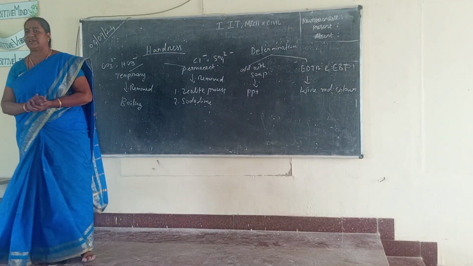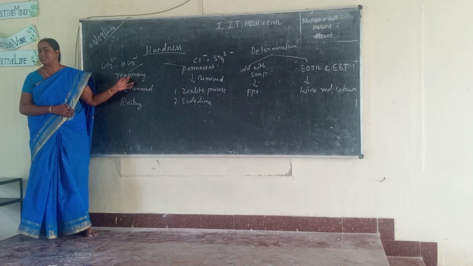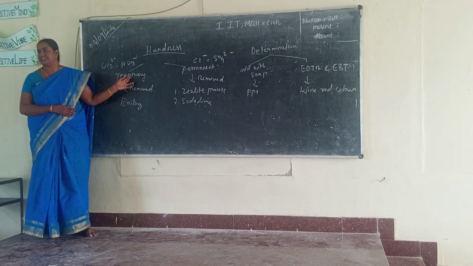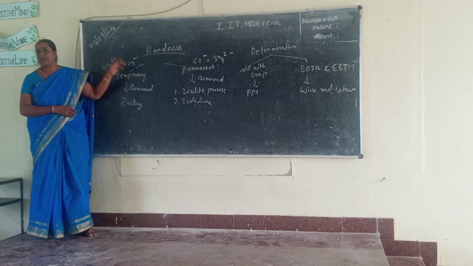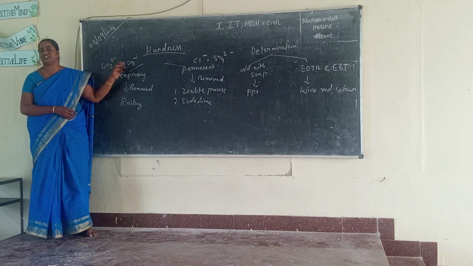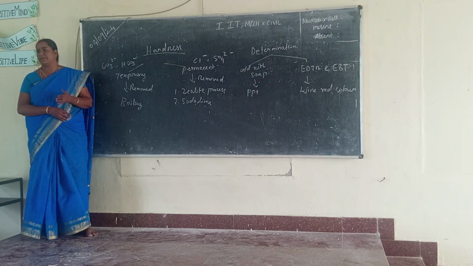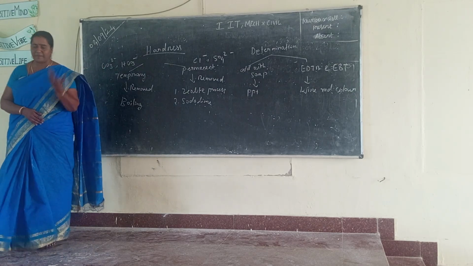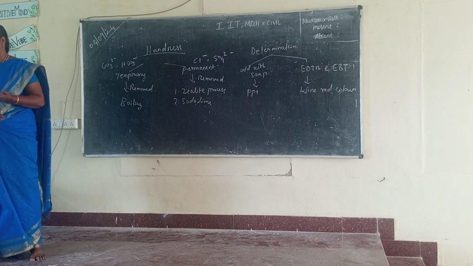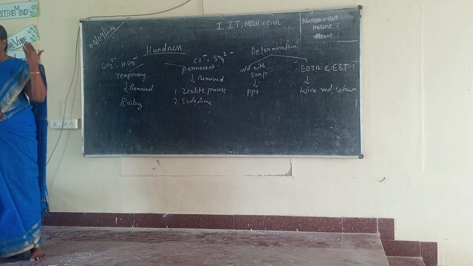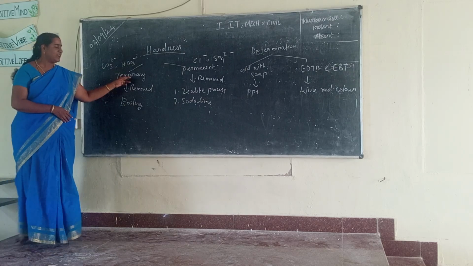There are two main kinds of hardness. First one, temporary hardness. Two main salts are responsible for temporary hardness: carbonate, CO3 minus, and bicarbonate. Calcium carbonate, magnesium carbonate, magnesium bicarbonate, calcium bicarbonate, zinc bicarbonate. Both carbonate and bicarbonate salts are responsible for temporary hardness.